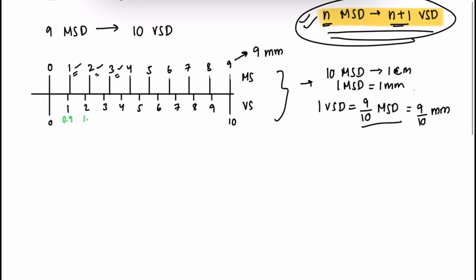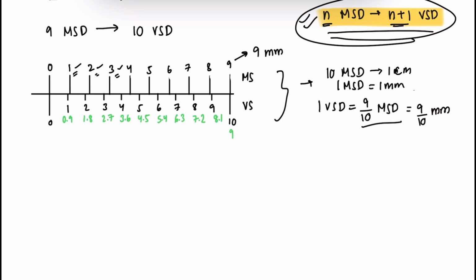This is 1.8, 2.7 millimeters, 3.6, 4.5, 5.4, 6.3, 7.2, and 8.1. And the final one is 9. So as we can see, at the end of the 10 vernier scale divisions, we do get 9 millimeters. So, we know that they're equal.